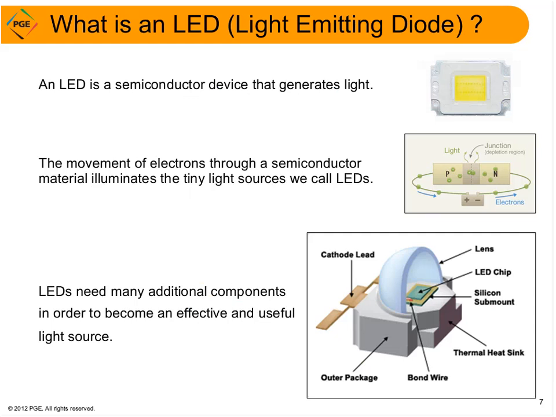At the bottom, you'll see that there are many components that are needed to create a practical LED light source. For instance, you're going to have some type of a heat sink. It's going to be attached to some kind of a package. You're going to have some connections for electricity, and very importantly, you'll need some kind of a lens to direct the light out of the chip in a way that's useful.